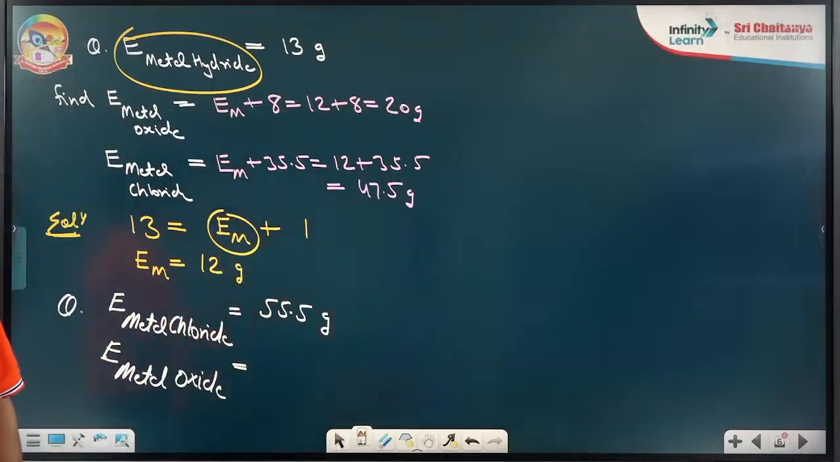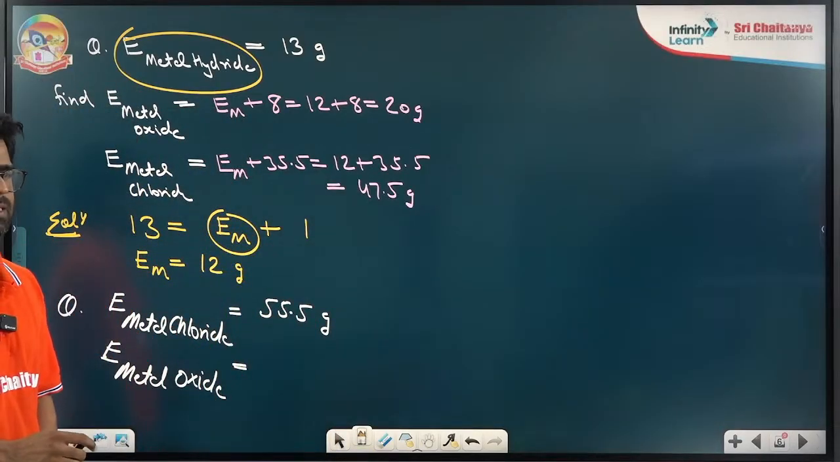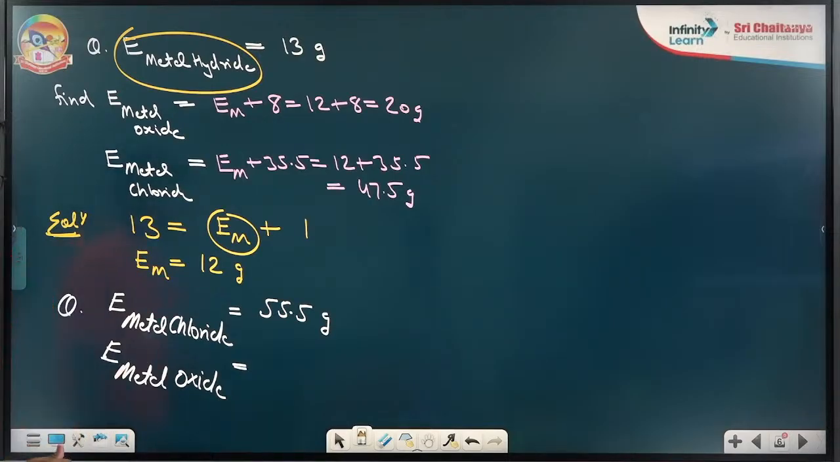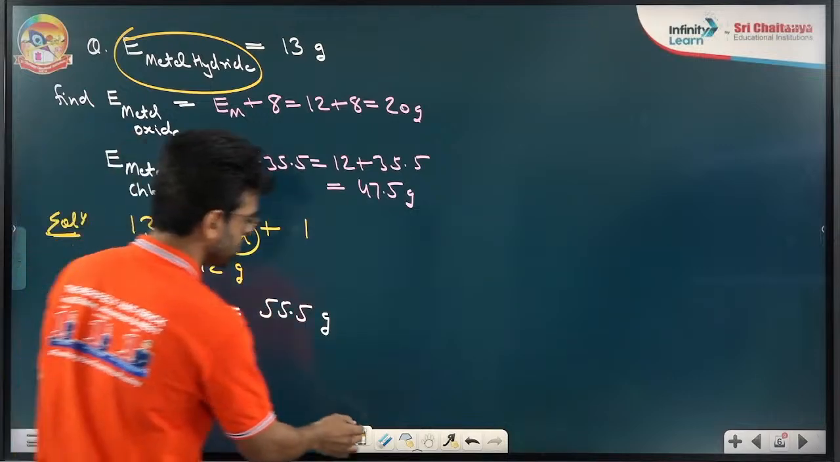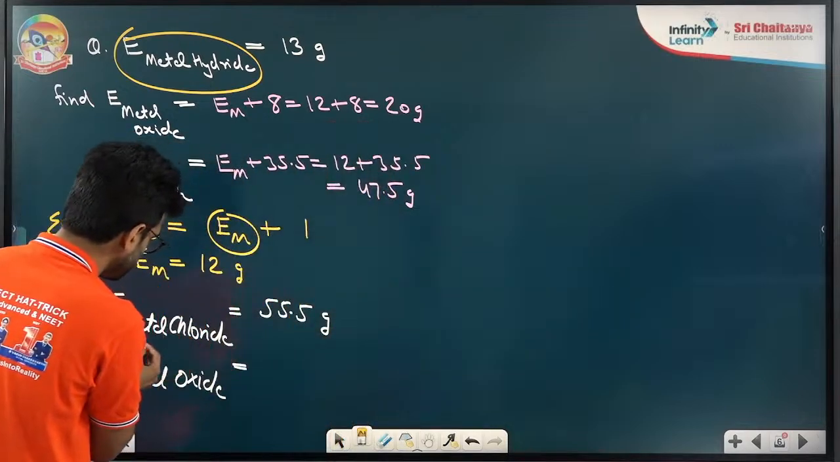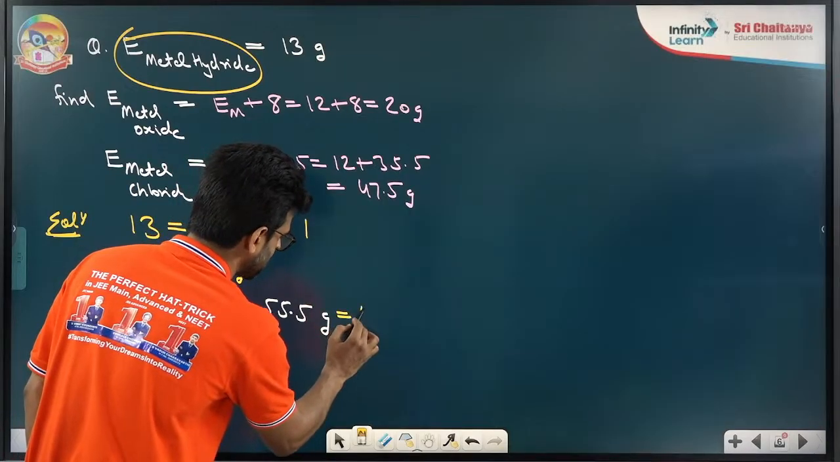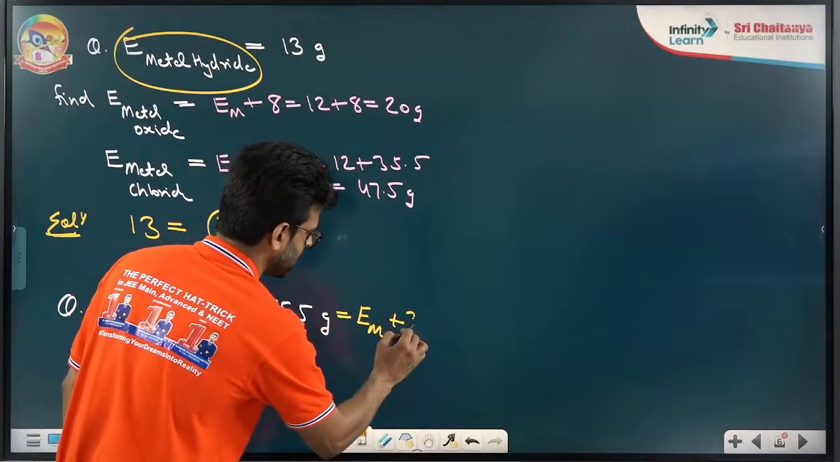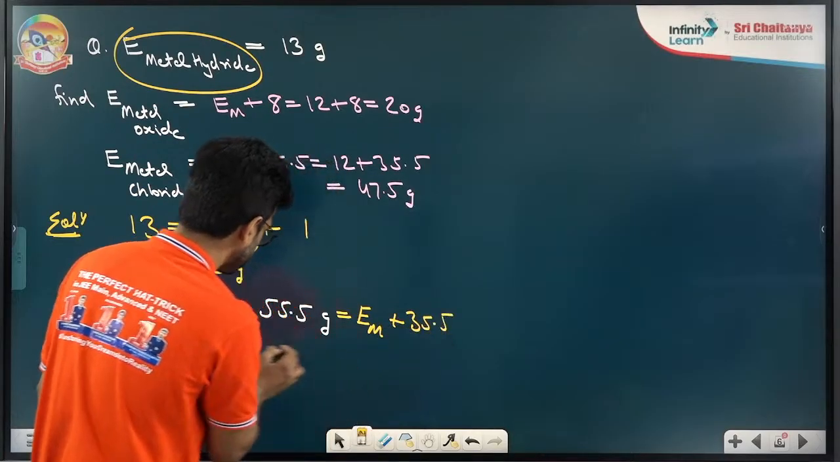What's coming, beta? What is coming? Okay. Manideep, 28 is coming. Okay, Shakeen. Fine. Great. So we know this value, na? We know this very much. We know how to write this. It is equal to the equivalent weight of metal plus what? Chloride, we know very well, 35.5. We can find EM from here.